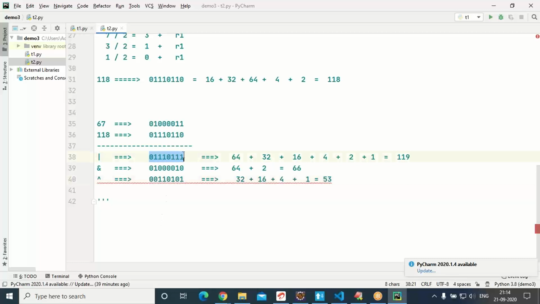For this particular binary, what is the integer representation? Let's move to another.